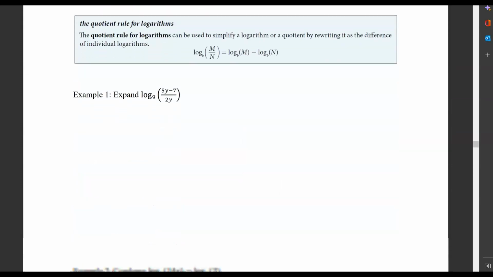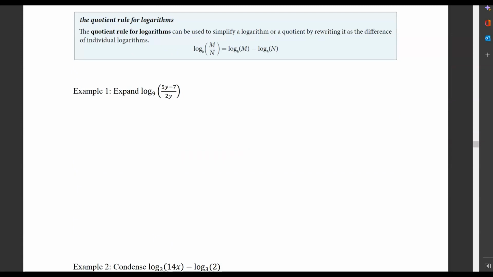All right, let's take a look at the quotient rule for logarithms. The quotient rule for logarithms can be used to simplify logarithms of a quotient by rewriting it as the difference of the individual logarithms. Again, here is where I want you to pay attention, because it is the difference or the division, sorry, the quotient of the input, m over n. It's the quotient of the input, not the quotient of two separate logarithms.